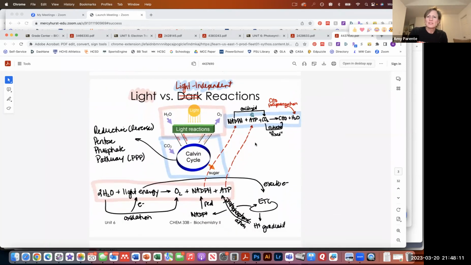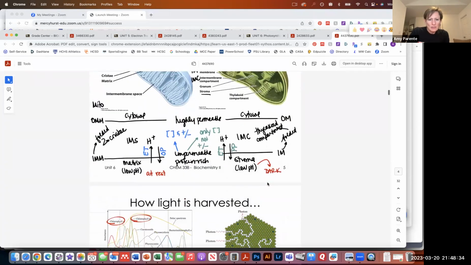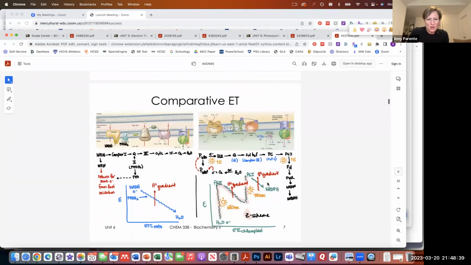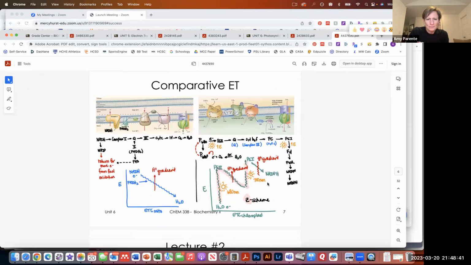So make sure you know these two reactions that are the net reactions for the light reactions and then the Calvin cycle, also called the dark reactions, also called the light independent reactions. But understand how these two equations connect with one another. So these processes are coupled. We went through how light is harvested, and comparative electron transport.